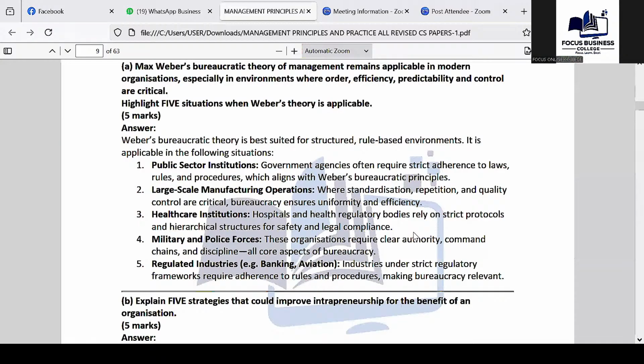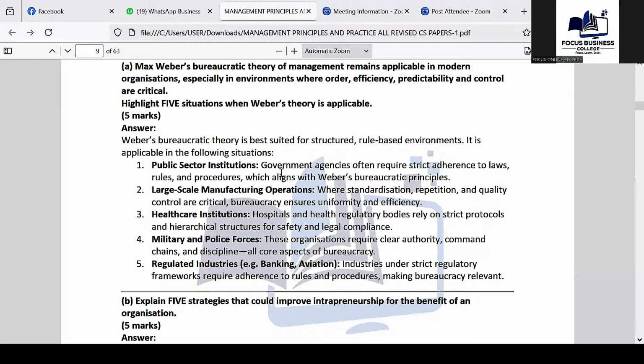Okay, let me get clarity. I think this is Ambuche. Ambuche is asking about the question asked. It's confused because what they asked was to discuss situations. Now let me read that question so that we understand that point very clearly. It highlights 5 situations when you apply the theory.